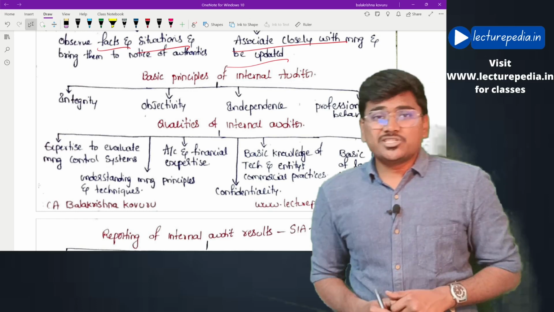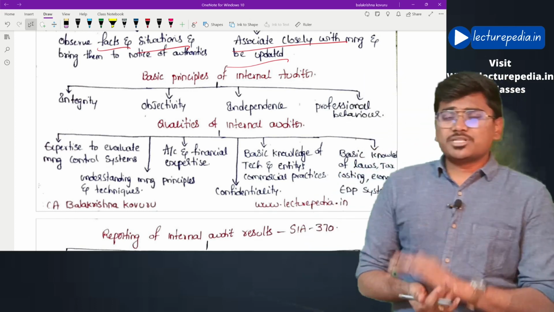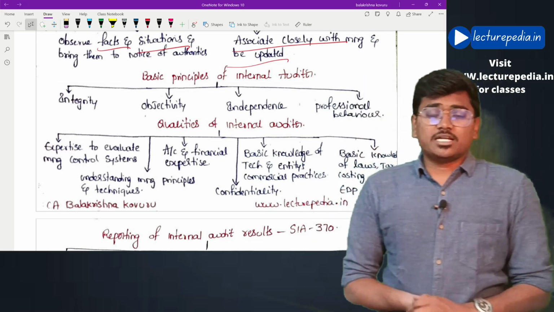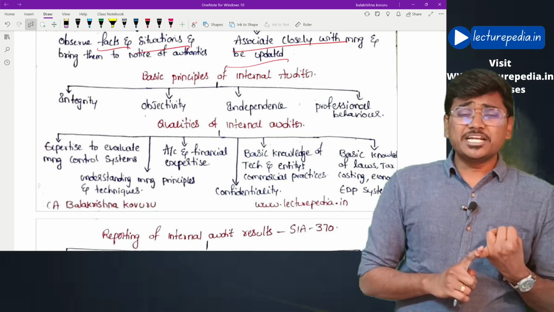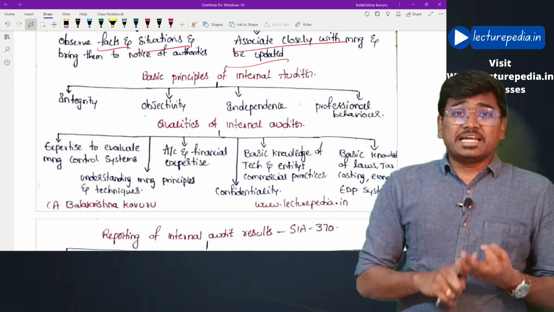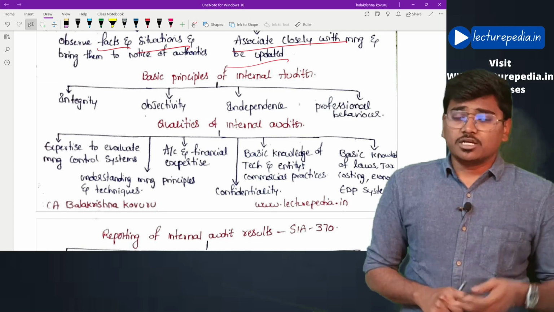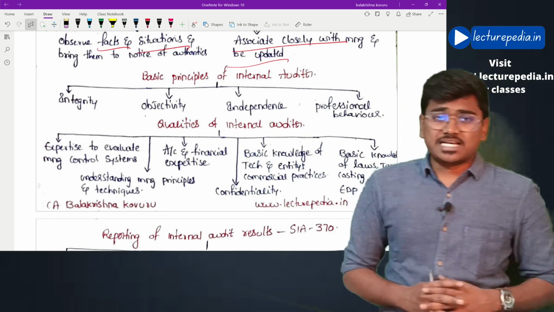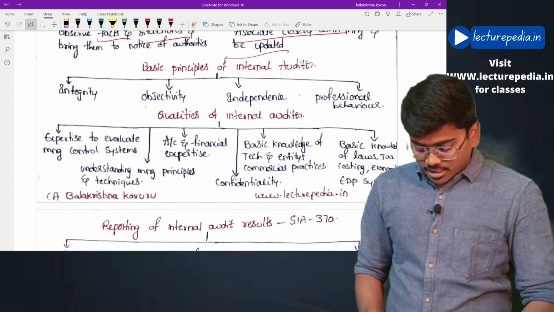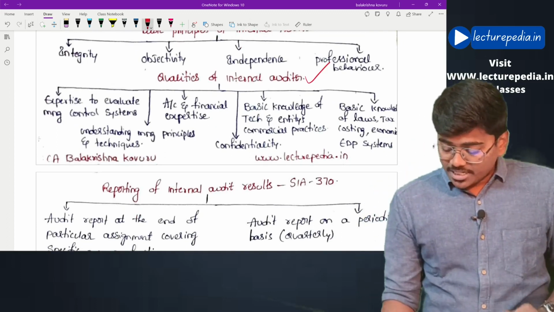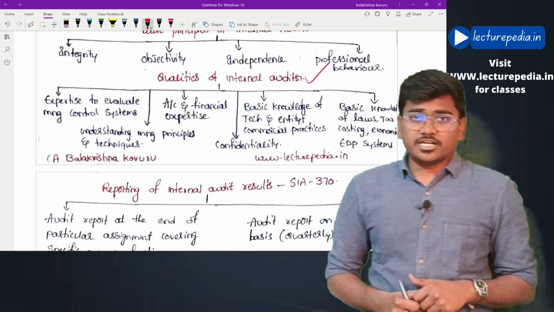Coming to principles of internal auditor. What are the basic principles that have to be possessed by an internal auditor? Independence, objectivity, integrity, and professional behavior. These 4 principles have to be possessed by the internal auditor. Next, qualities of internal auditor. What qualities should the internal auditor possess?